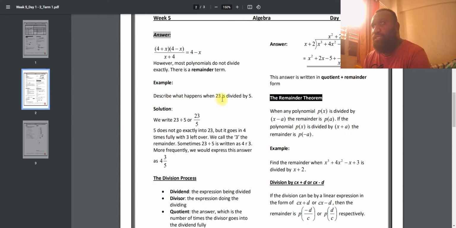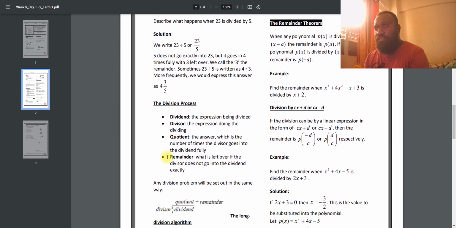Describing what happens when 23 is divided by 5. Solution: we write 23 divided by 5, or 23 on 5. So 5 does not go exactly into 23, but it goes in 4 times fully with 3 left over. We call that 3 the remainder. Sometimes 23 divided by 5 is written as 4r3, R is the remainder. More frequently, we would express this answer as 4, 3 on 5.